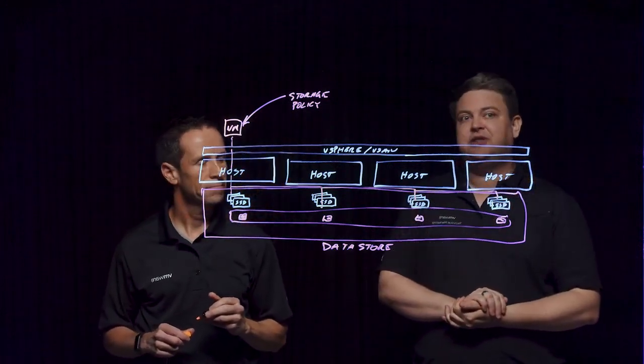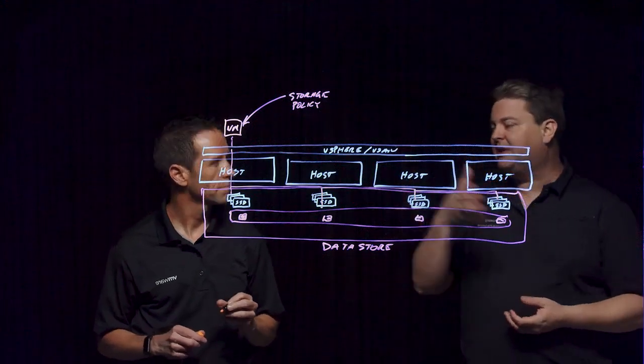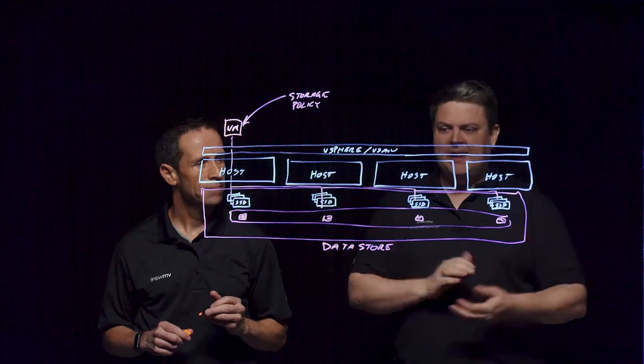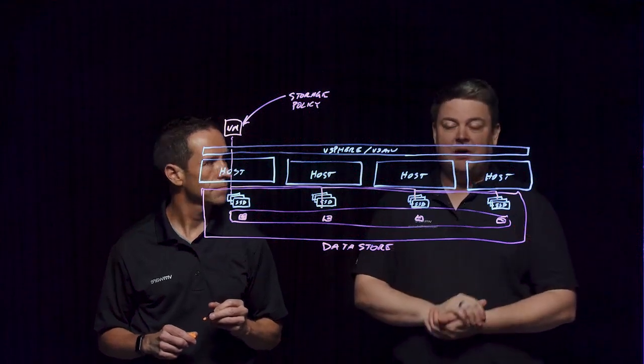And if there's any deviation of that policy, maybe we have a failure, something's happened where it can't substantiate it, we'll get an alert and it'll show us what it's doing to mitigate that difference in policy.